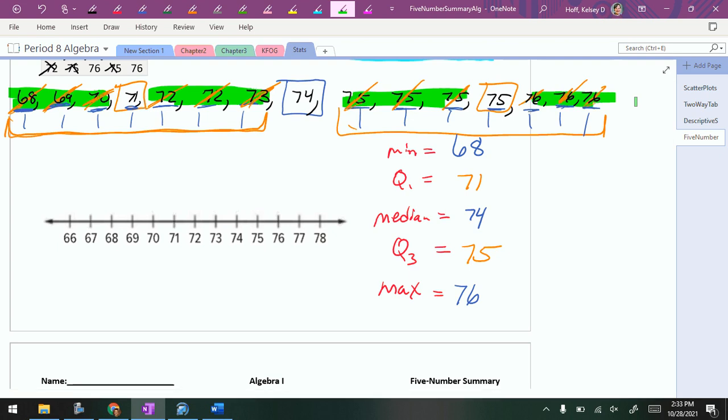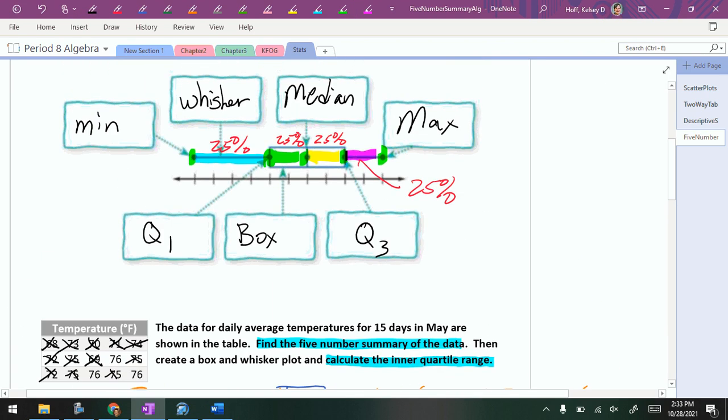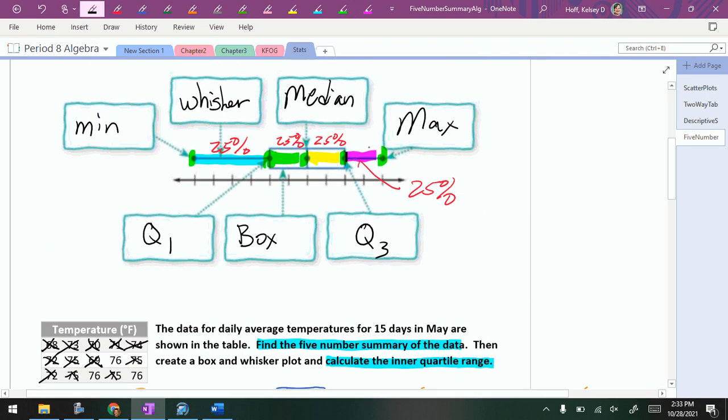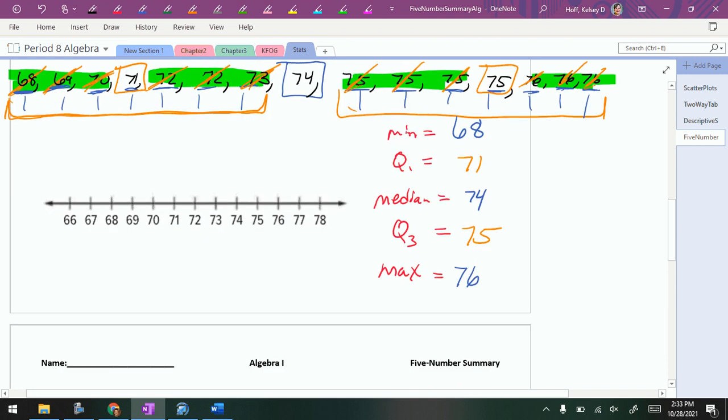Okay, so now we have to plot these. You put 5 dots, not on the number line. Notice they're above the number line. So we want to put 5 dots at these 5 number summaries. So 68, 71, 74, 75, 76.